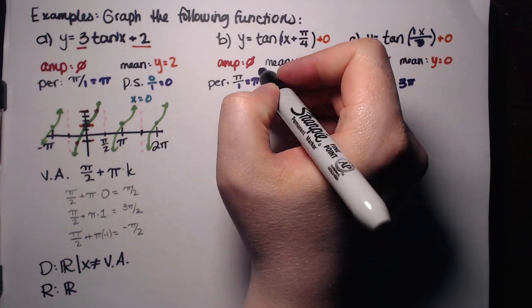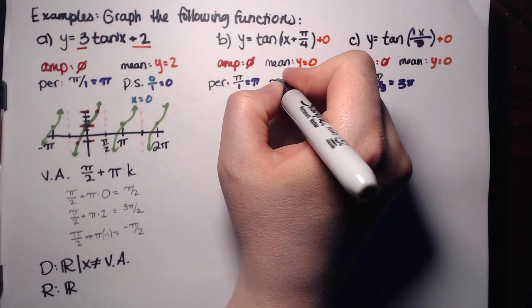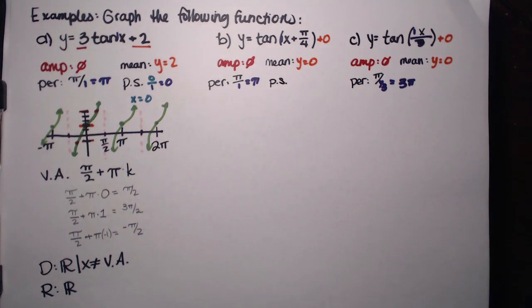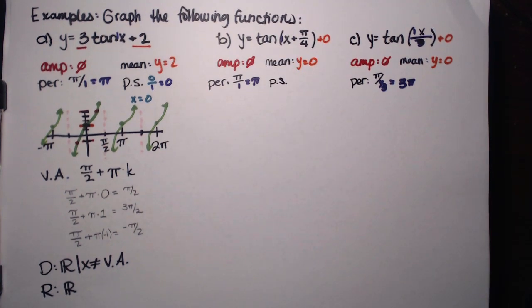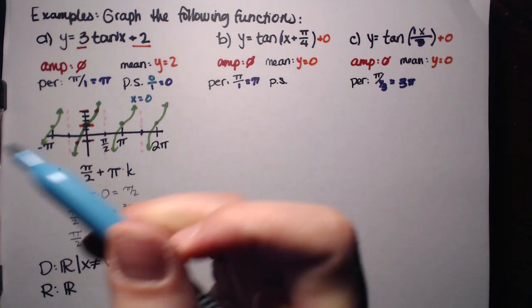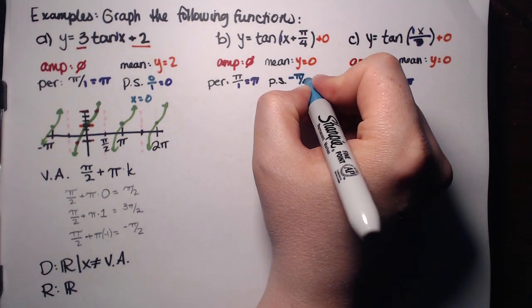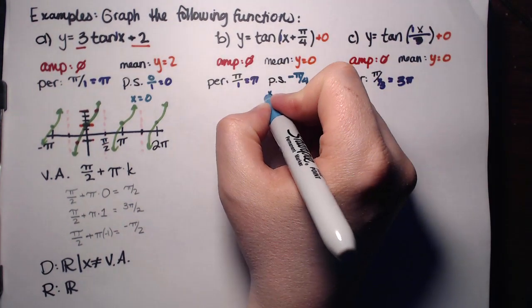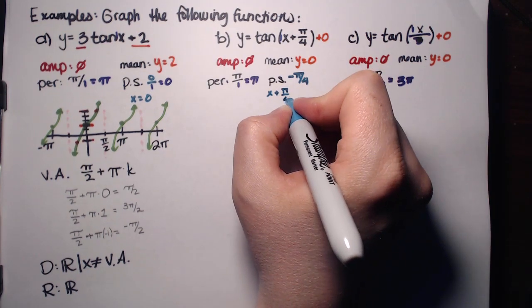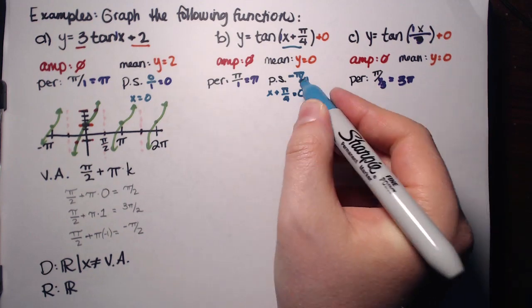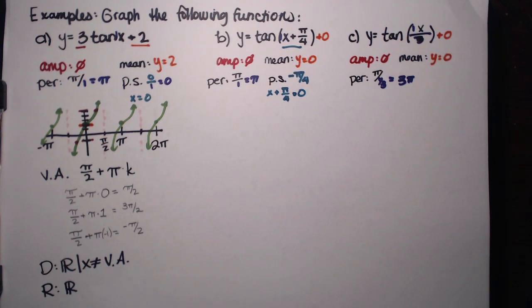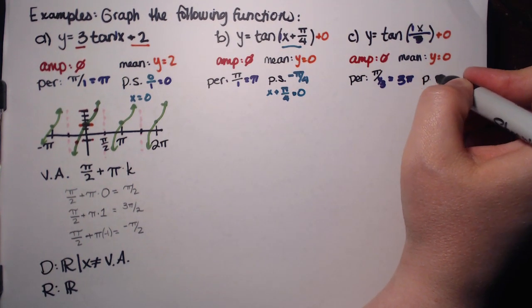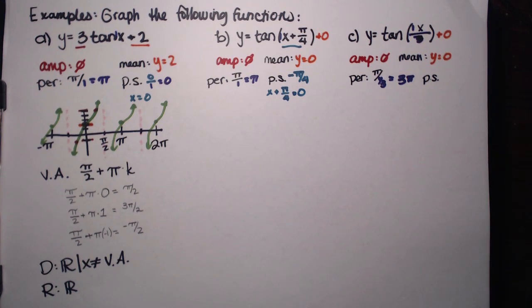Okay, and then the phase shift. So either view it as the opposite sign of this divided by the b value, which is going to be negative pi fourths divided by 1, which is just negative pi fourths, or do x plus pi fourths, set that entire thing equal to 0 and solve. Either way you get negative pi fourths. So we're moving backwards pi fourths. On this one, we aren't adding or subtracting anything to that x, so there really isn't a phase shift. So you could put 0 or that there isn't one.